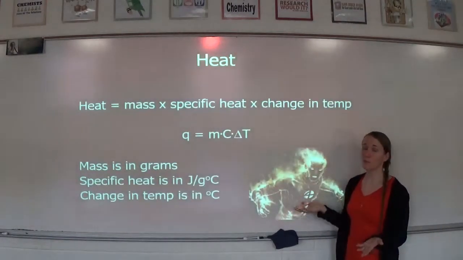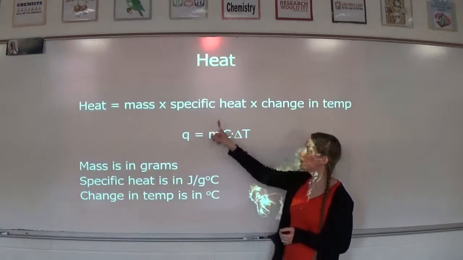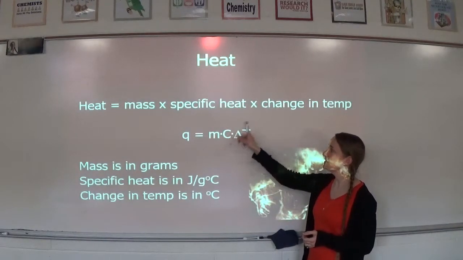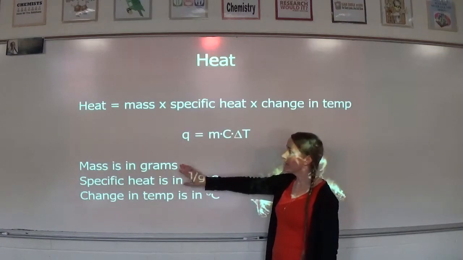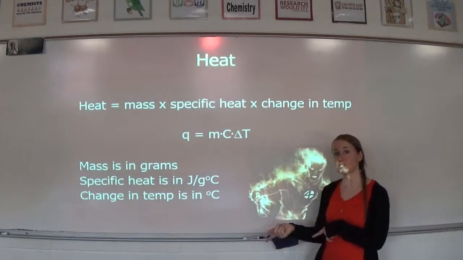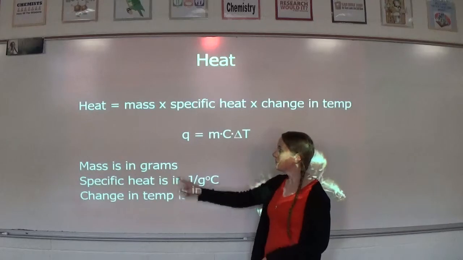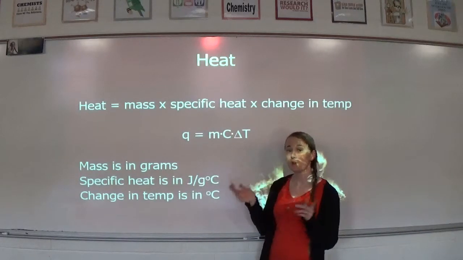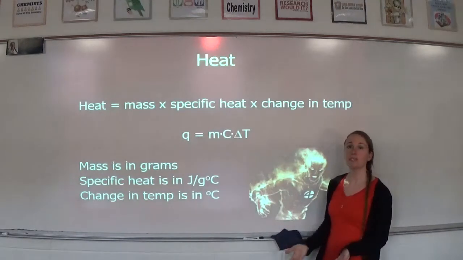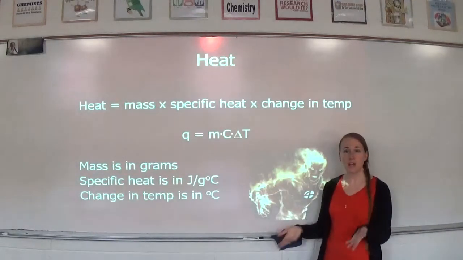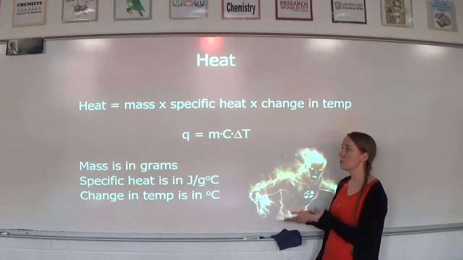So our next formula is heat, which is Q, equals mass times specific heat capacity times delta T, which is change in temperature. So mass is going to be in grams, okay, has to be in grams. Now remember, when we talk about energy, it has to be in kilograms. Specific heat is joules per gram degrees Celsius or Kelvin. And then change in temperature is usually in degrees Celsius, but you'll see Kelvin also. And remember, it doesn't matter which one you use because the change will be the same.